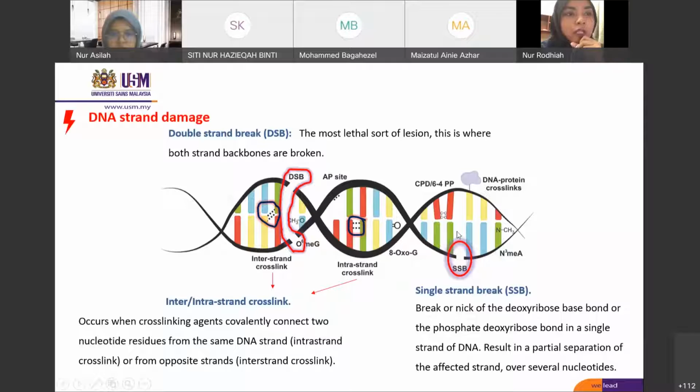Second is single strand break. It's a break at only one side of the DNA strand, and this will result in a partial separation of the affected strand over several nucleotides. And last is inter and intra-strand crosslink. For intra-strand crosslink, it occurs when a cross-linking agent covalently connects two nucleotide bases from the same DNA strand, while for inter-strand crosslink, the cross-linking agent covalently connects two nucleotide bases from the opposite DNA strand. And all this DNA damage from radiation exposure can cause various kinds of disease.